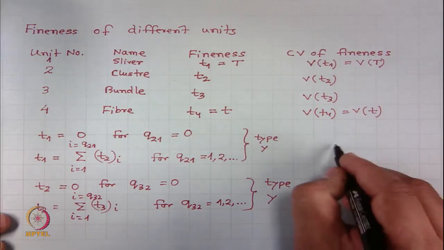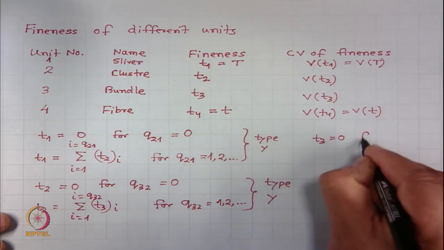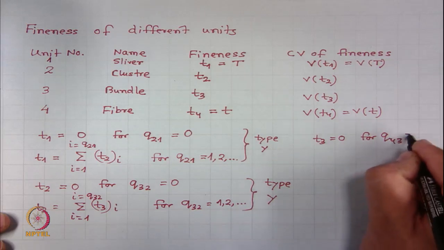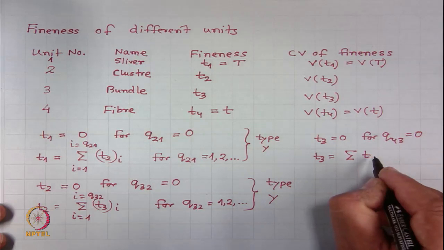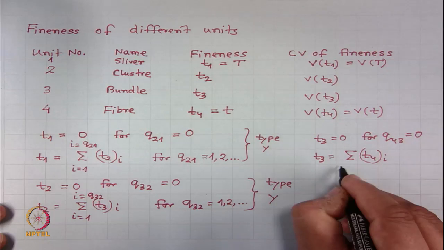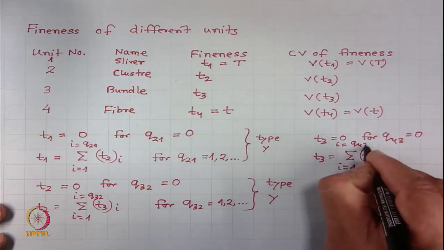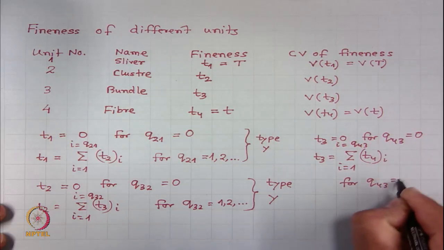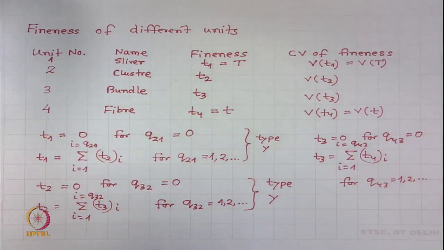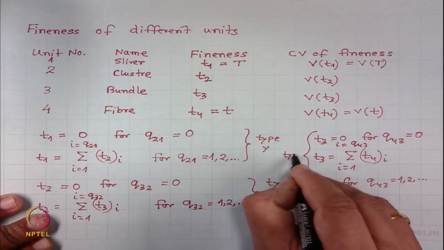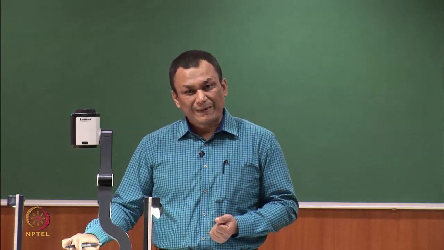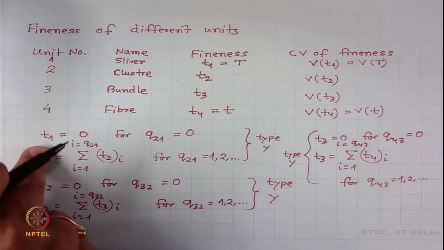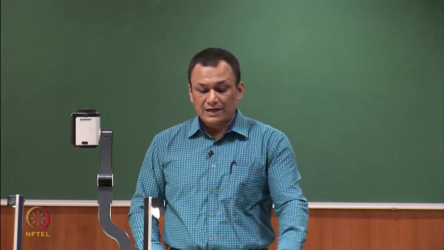Similarly, T3, bundle, it can be 0 if there is no fiber in the bundle. Right, but if there are fibers, then it will be summation of fibers. This is also a type Y random variable. So, this is how we define the fineness of the higher units. So, fineness of bundle, fineness of cluster, fineness of sliver, these all are type Y random variables.